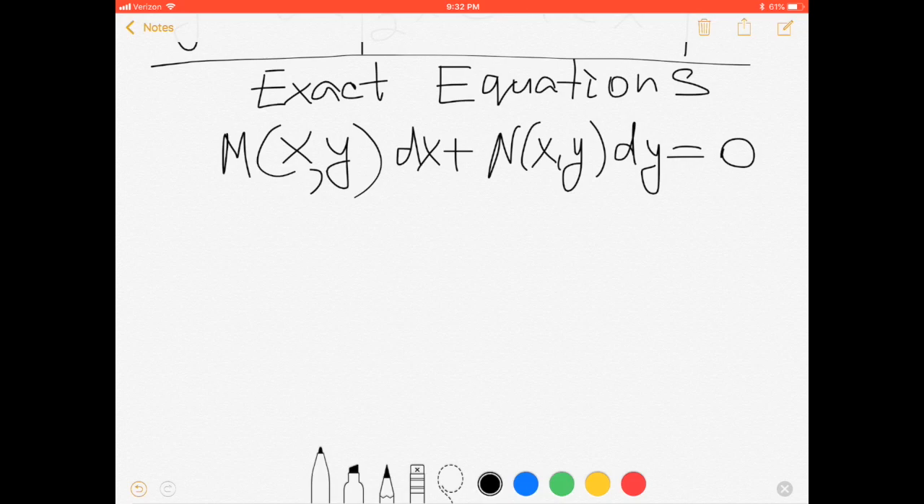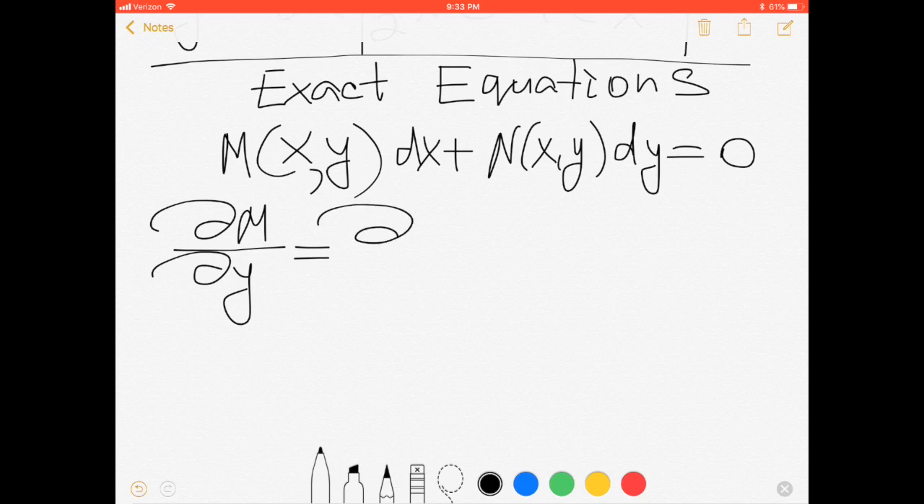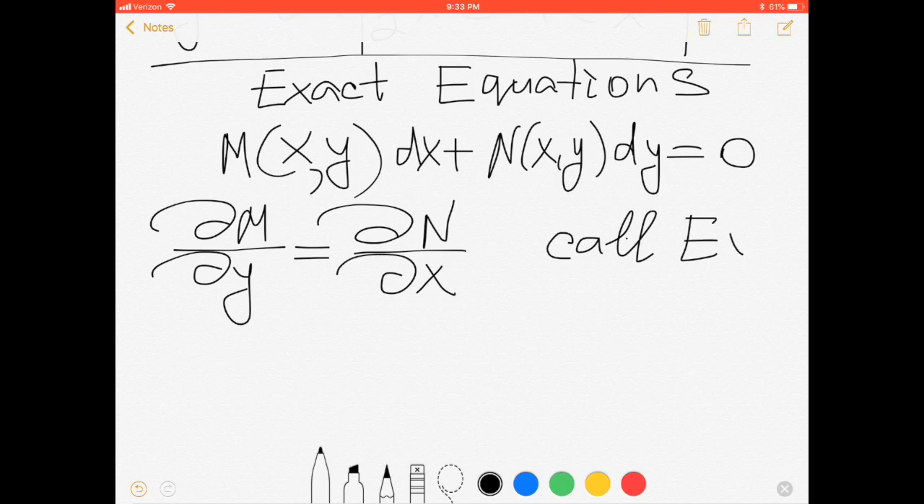If and only if, first I give you the definition, then we write the theorem. And if the partial derivative of M with respect to y equals the partial derivative of function N with respect to x, this equation is called exact.